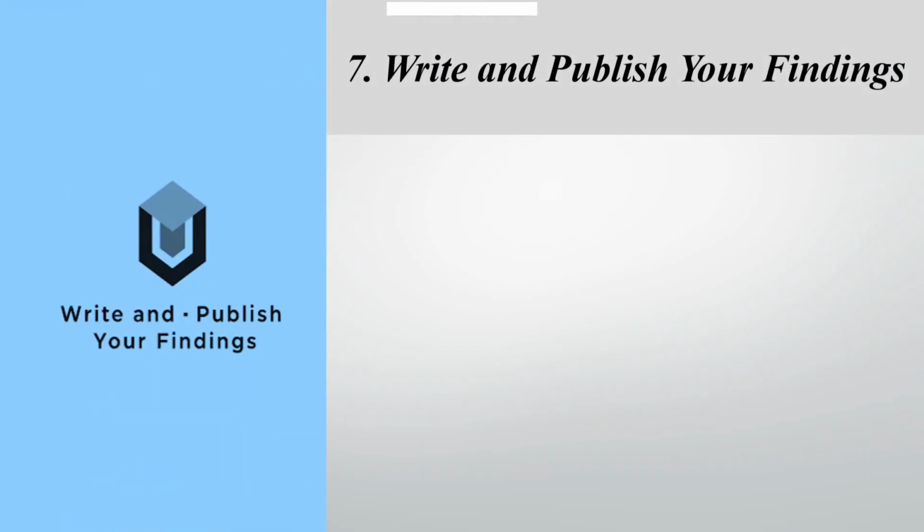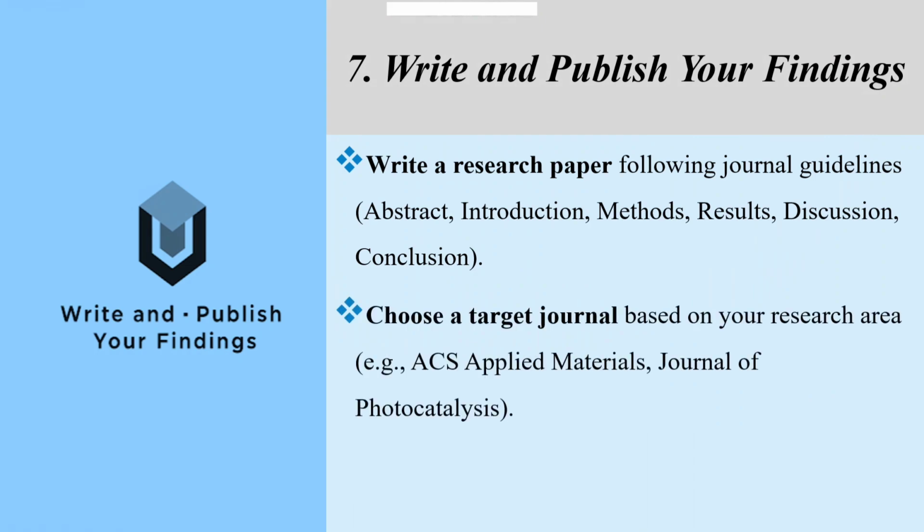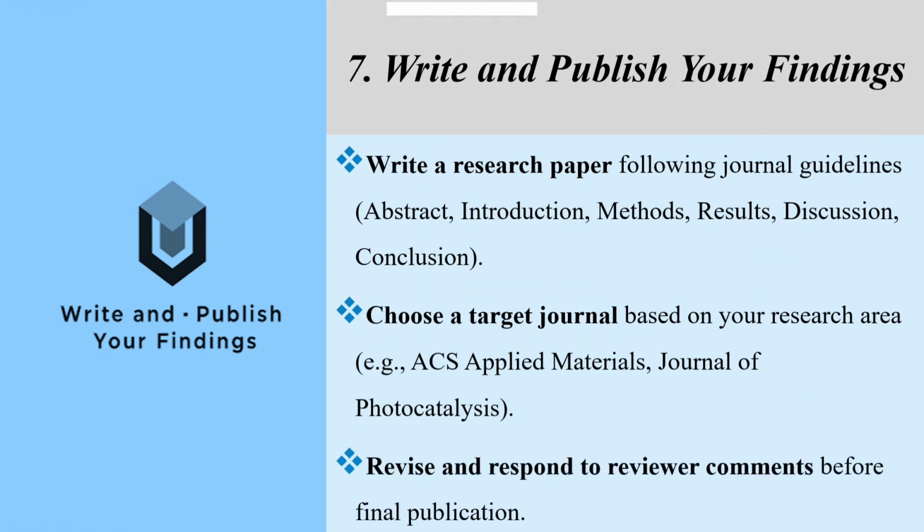And once you do it, then of course the second last step is writing a research paper or thesis, and we'll talk later on in much more detail about how to write the research paper. But of course that research paper would include abstract, introduction, method, results, discussion, and conclusions. And then once you write the paper, you have to choose the proper journal to submit it to. Once you submit your research paper or manuscript to the journal, of course you will get revisions from the journal, and you have to respond to the reviewer comments before final publication.